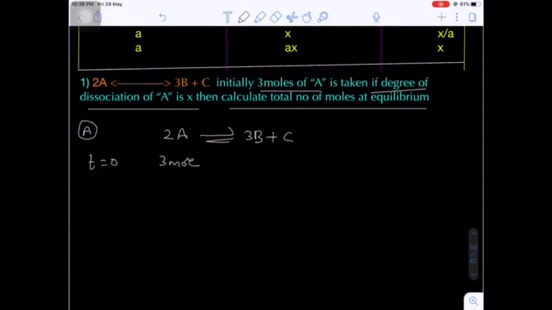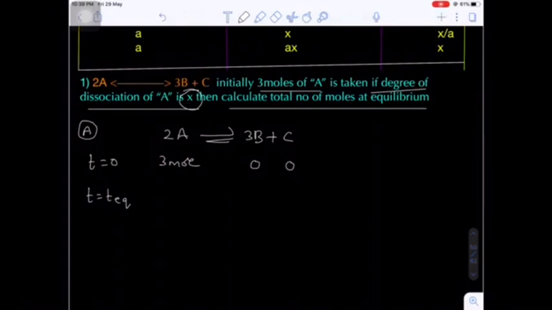There will be no moles of the product, that is, the number of moles of B and C is 0. When the system attains equilibrium, how many moles of A dissociated? The degree of dissociation is how much? What is the meaning of degree of dissociation? It is the number of moles dissociated per mole of the reactant.